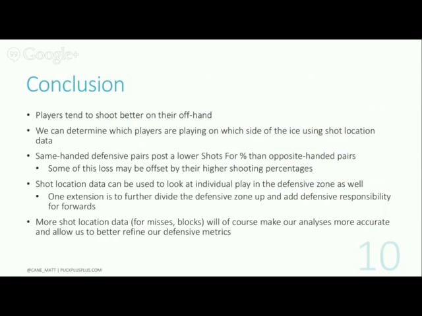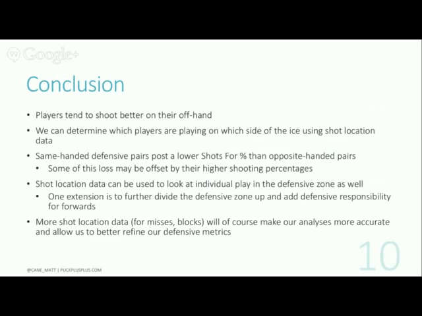So to wrap it all up, to bring everything back together, we did see that players tend to shoot better on their offhand, and that as well, forwards tend to shoot better than defensemen, regardless of where they're shooting from on the ice. We can use the shot location data, though, for more than just who's shooting from where. We can use it to figure out who's playing on the ice where, and that can allow us to, number one, discover that players playing on their offhand, or defensemen at least, tend to post lower possession numbers or lower shots for percentage. And we can also use it to come up with a bit more of a nuanced view of defensive zone play and of who's preventing shots better relative to their teammate.